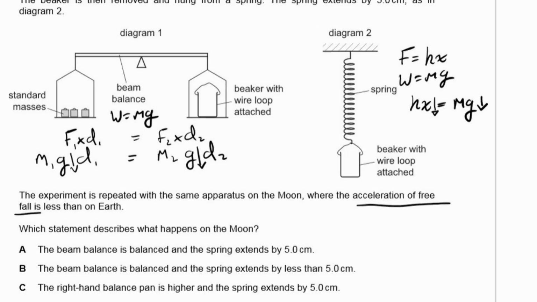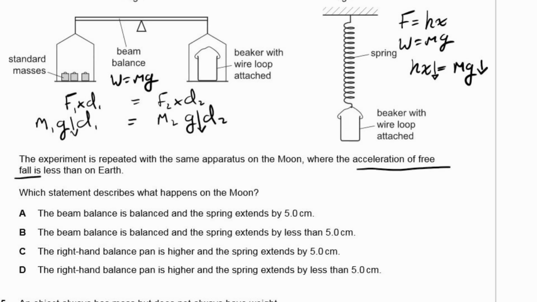Now let's have a look at our 4 options. Which statement describes what happens on the moon? A, the beam balance is balanced and the spring extends by 5 centimeters. No, because the spring will not extend by 5 centimeters. B, the beam is balanced, yep, and the spring extends by less than 5 centimeters, yep, absolutely true. C, the right hand balance is higher, no, it's going to be balanced. Both the balances will be balanced there. There we go. So the answer is B.